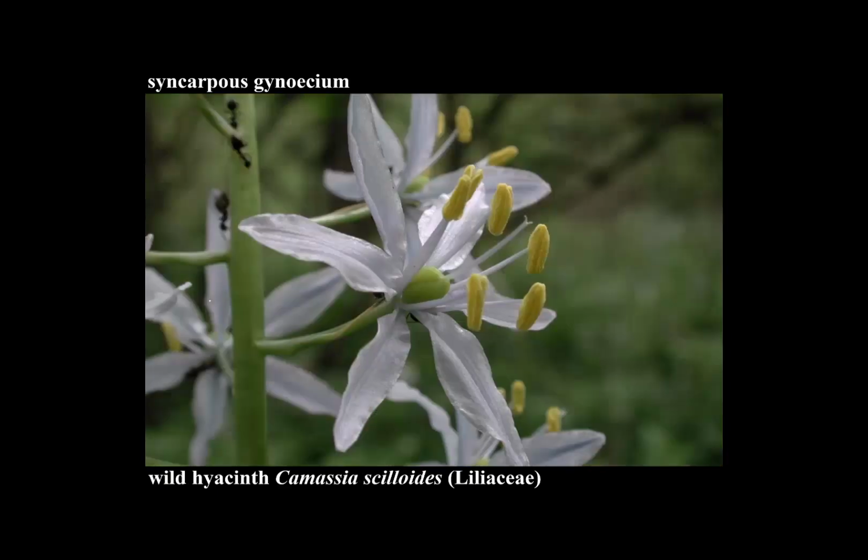Okay, so here's another type. This is a plant with a syncarpous gynoecium. This is called wild hyacinth, Camassia scilloides. It's a member of the old lily family. There's been some revisions of nomenclature so that some of what were formerly considered to be large families with a lot of different genera have been broken up into smaller ones.